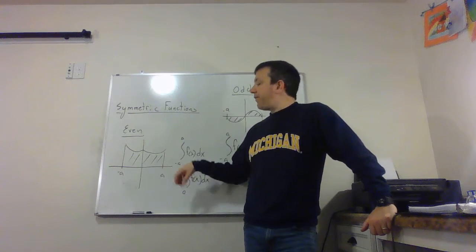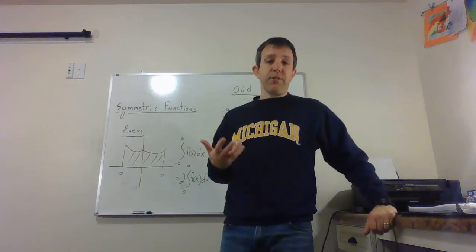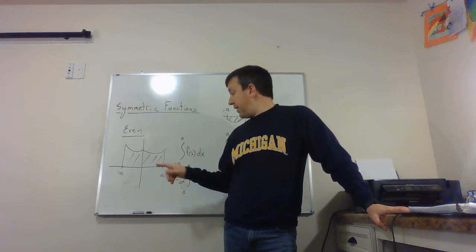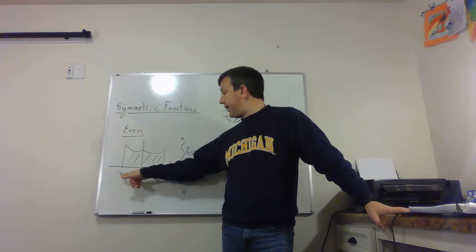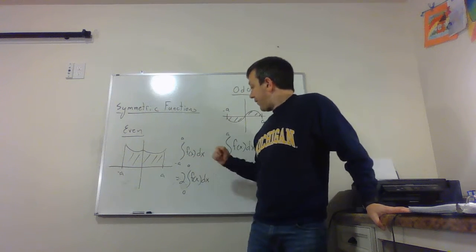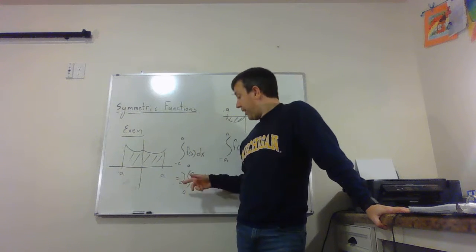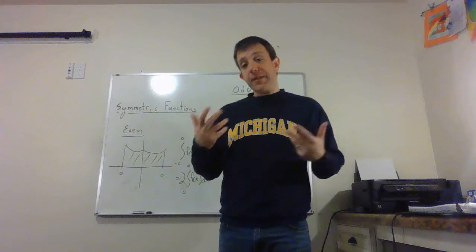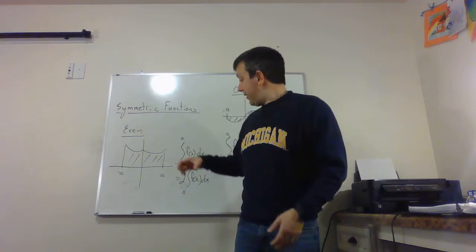So with an even function, remember, an even function has symmetry across the y-axis. What that means is that for even functions, if you take the integral from -a to +a, like I've kind of drawn out here on the graph of a function, it's just equal to twice the integral from 0 to a of f of x dx. And that's because we have that symmetry.